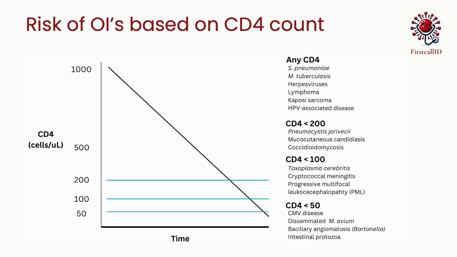When you're thinking about what types of infections you might want to screen for in a patient based on their immunocompromise, here's one of a number of representations of the types of conditions or infections people are at risk for based on their CD4 count. This is not a comprehensive list, but it's a helpful guide. The first thing to notice is that at any CD4 count, there are certain infections that are more common in people living with HIV: invasive pneumococcal infections, reactivation of tuberculosis, herpes viral infections, lymphoma, Kaposi sarcoma, and HPV-associated disease.